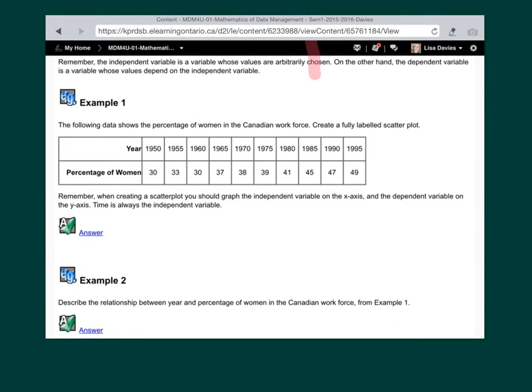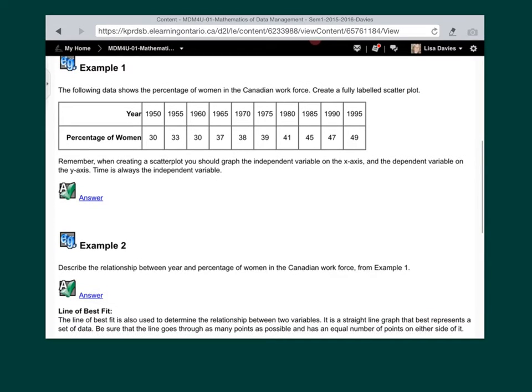In example 1, they're going to give us a chart, and it says that the following data shows the percentage of women in the Canadian workforce, and they need a fully labeled scatter plot. And so the data that's provided looks like it goes up every 5 years.